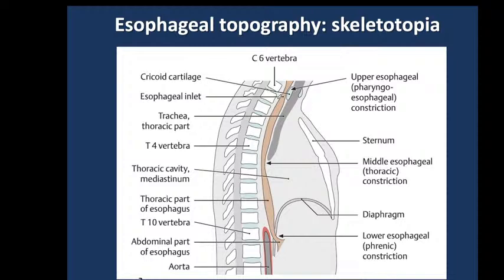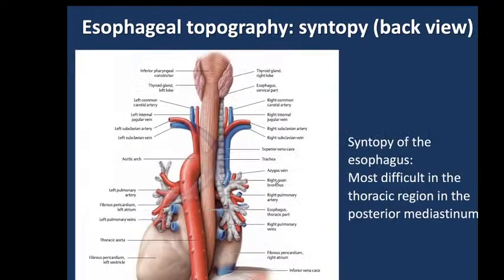And skeletotopy: it comes from the sixth vertebra. This is the end of the pharynx, and it opens to the stomach at the level of the tenth thoracic vertebra here. Usually the length of the esophagus is about 33 to 36 centimeters, and it's located in the posterior mediastinum.